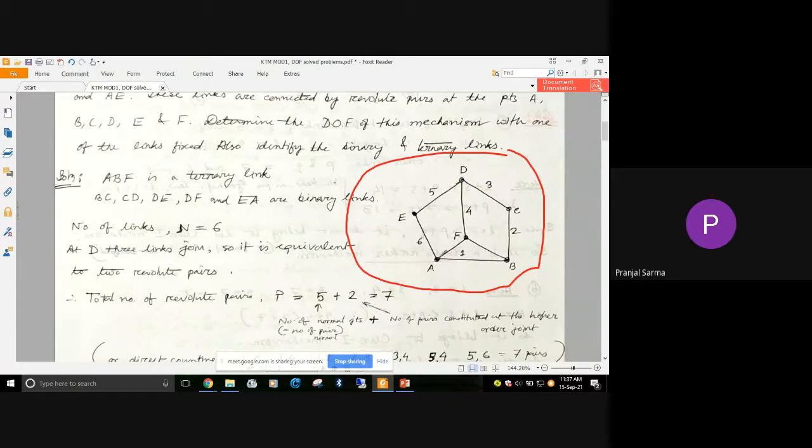So from here, you can see these are all binary links, and you can see what kind of joints they have, binary, ternary, or what. These are all hinge joints, so it's a kind of lower pair mechanism. It's an easy one. We can keep on numbering the links. Let's consider this link is link 1, this link 2, this is link 3, this link 4, this link 5, and this link 6.